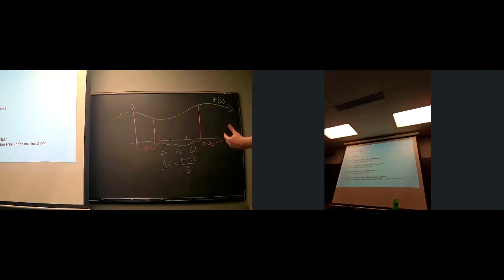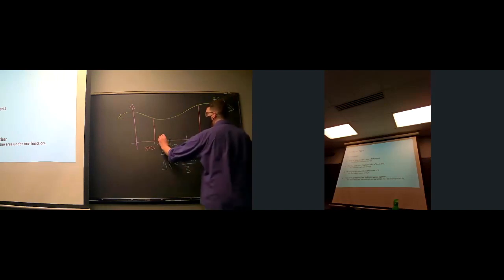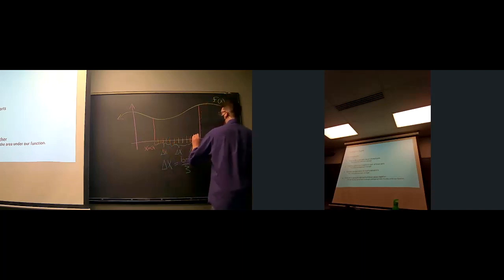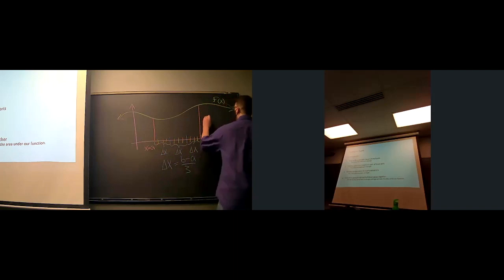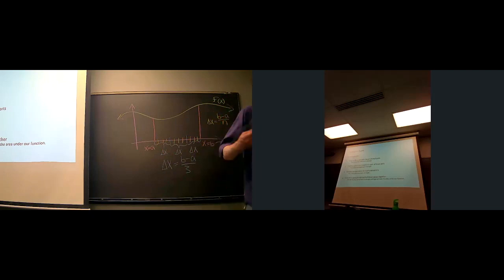But in general, if we wanted to add more and more equal lengths, we would say that delta x is equal to b minus a divided by n. So this is if we're breaking up into n equal parts, right?